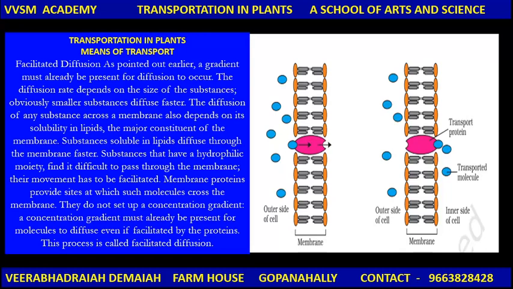They do not set up a concentration gradient. A concentration gradient must already be present for molecules to diffuse, even if facilitated by proteins. This process is called facilitated diffusion. This is the facilitated diffusion. Outer side of the cell membrane, and this is the transport protein, transport molecule, inner side of the cell.